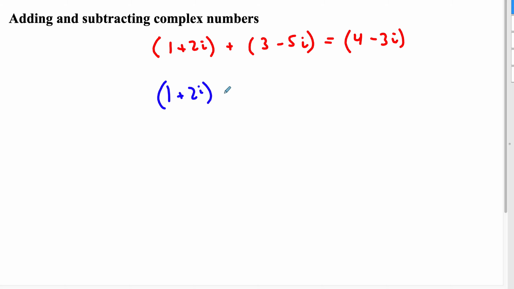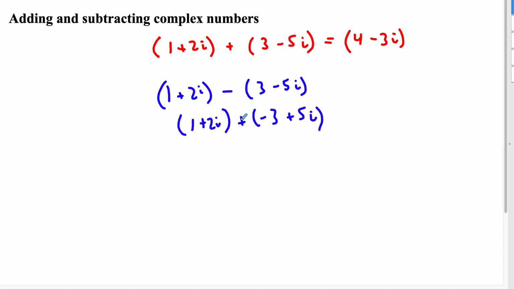If we subtract, remember we're adding the opposite, and this is where the parentheses come in very handy, because this is really 1 plus 2i plus a negative 3 plus a positive 5i. That is, we distribute the negative. You can do this a couple different ways, but the idea is we're subtracting the opposite. So we end up with 1 minus 3, or negative 2, and 2 plus 5, or positive 7i. Wrap it up with a little bow or parentheses, and we're all set.